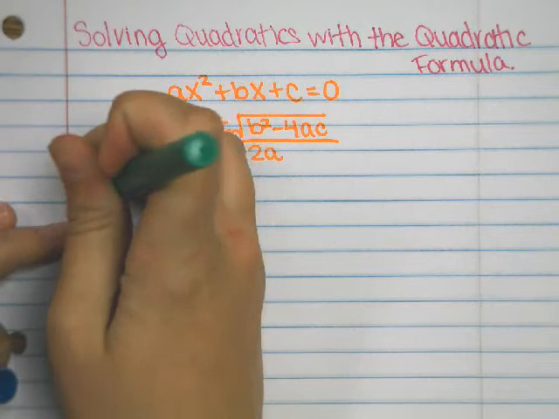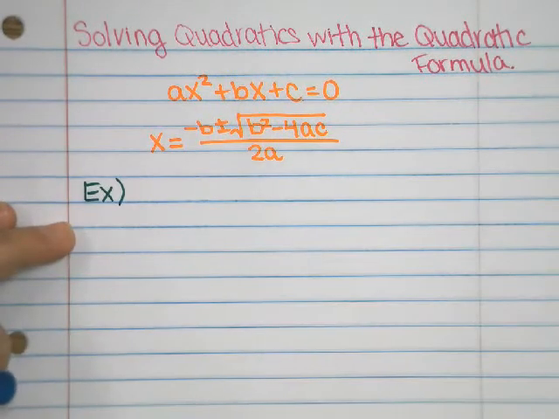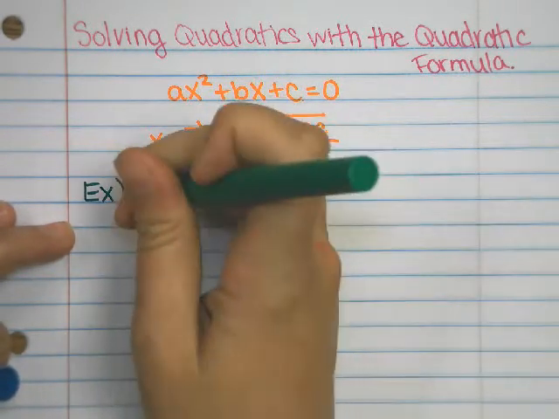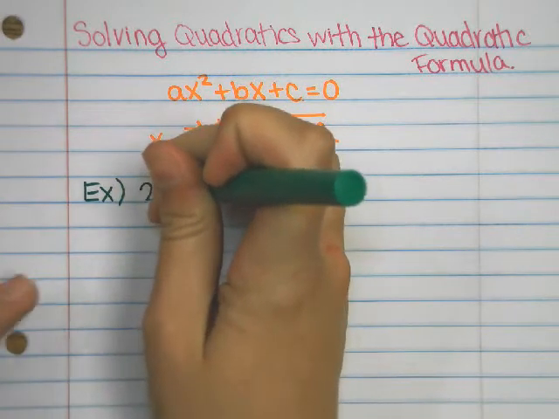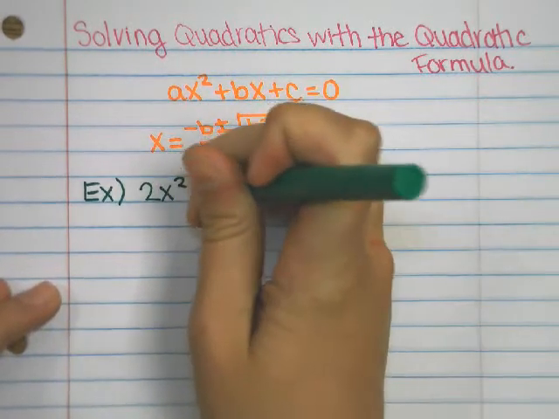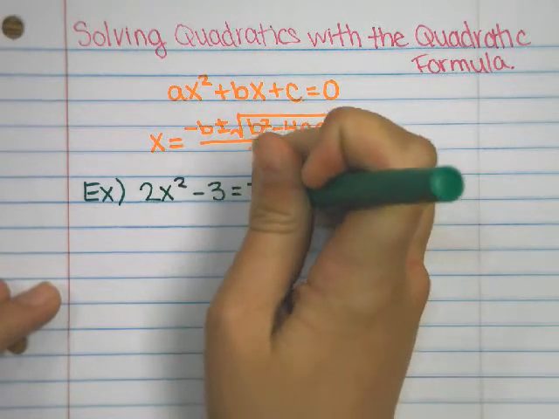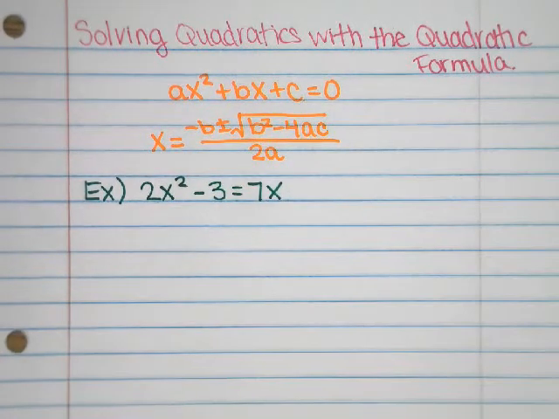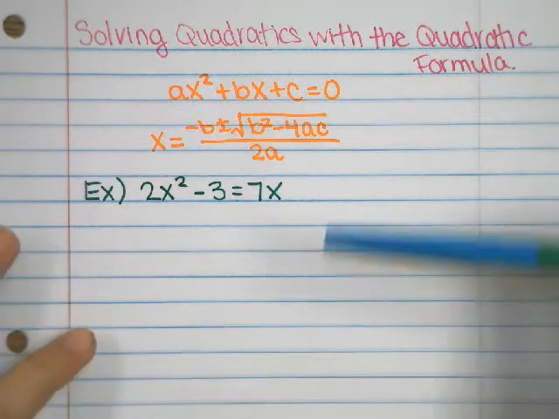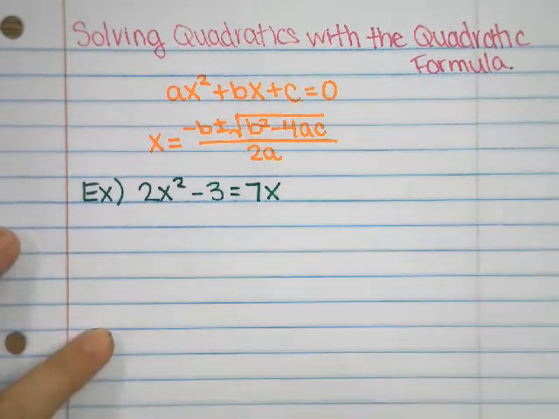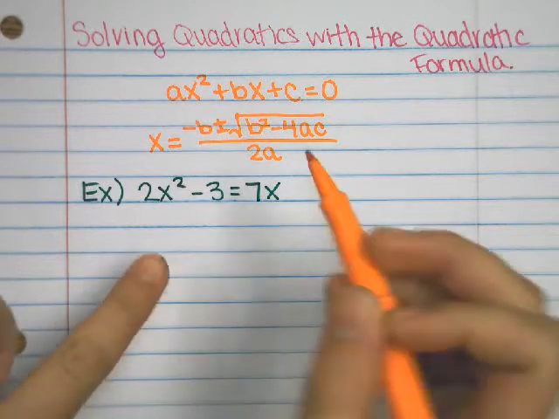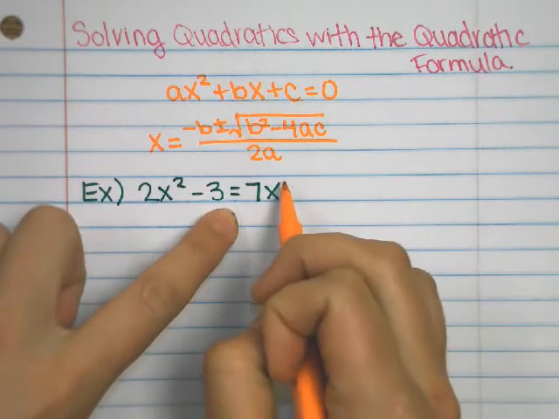So, example. Let's solve 2x squared minus 3 equals 7x. I'm going to solve this using the quadratic formula. So the first thing we need to do is get it to look like this, meaning we need to get it set equal to 0. My problem here is it's equal to 7x.